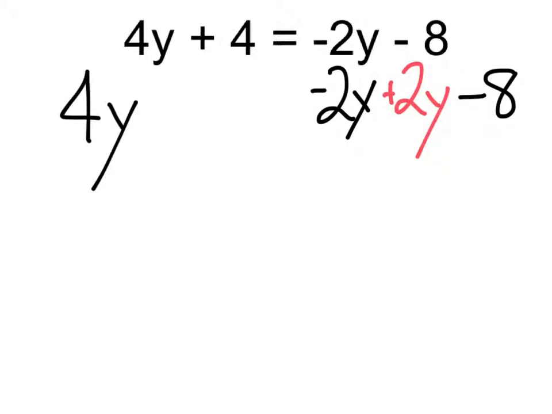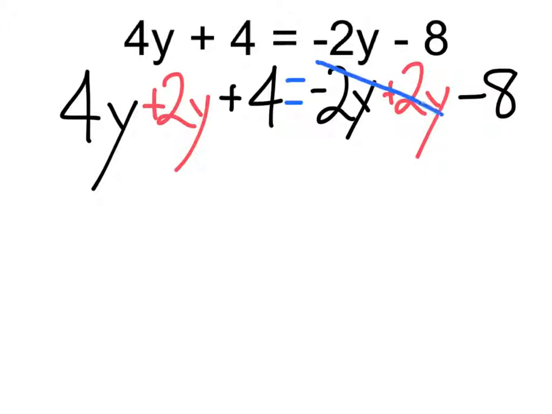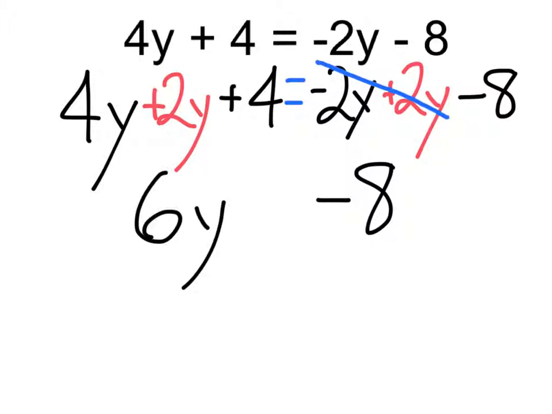So we've got 4y plus 2y plus 4. And these sides are obviously equal. So now let's start with the right side, right? I see it says negative 2y plus 2y. This cancels out, so all that we're left with is negative 8 on the right side, right? This is all that's left. When we look back on the left side, I know that 4y plus 2y is 6y plus 4, and then equals negative 8.